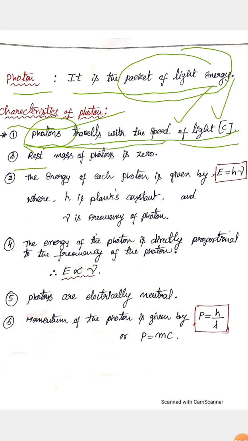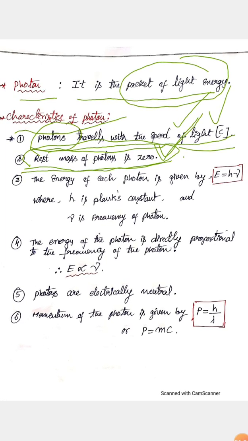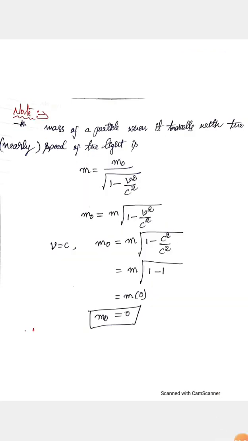Second point, rest mass of the photon is zero. What is meant by rest mass? Rest mass is nothing but it is the mass of the particle when it is at the rest state. Means that photon exists at the rest state with the zero mass. No, it doesn't mean that. There is no chance of existence of the photon in the rest state. Then how it is possible? Here I am going to explain that point.